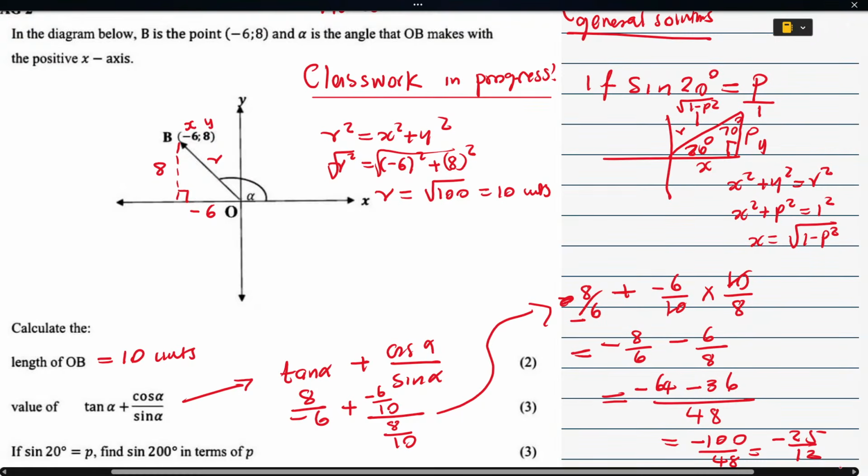Now, the question is asking about sine 200 degrees. What is sine 200 degrees? You reduce it. You say 180 degrees plus 20 degrees, which is going to be negative sine 20 degrees, which is going to be negative p. Even if you didn't draw a diagram, you are still going to get this question. Put a thumb, comment if you got this. If you got this one, indicate and say, I got it. Then we move on.